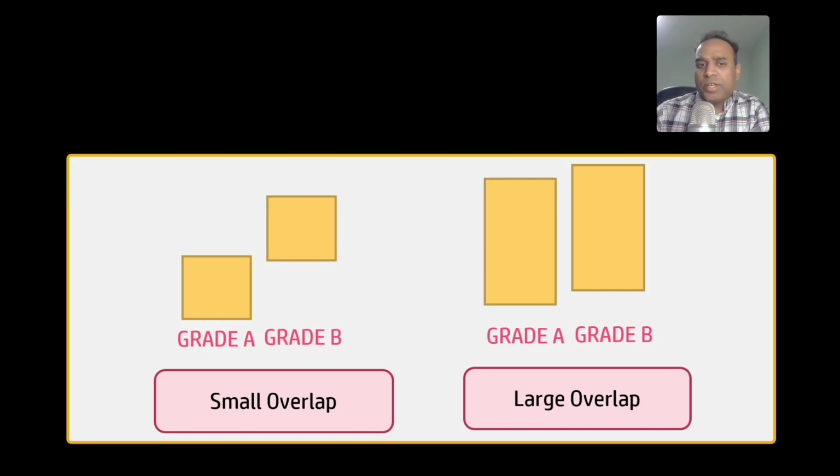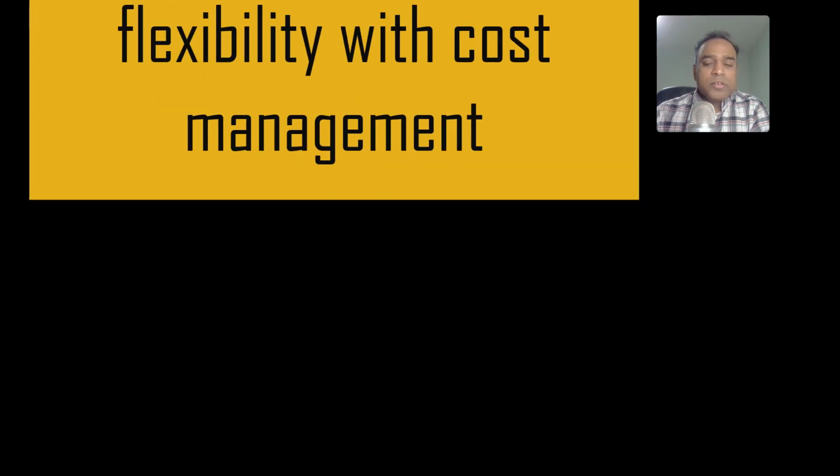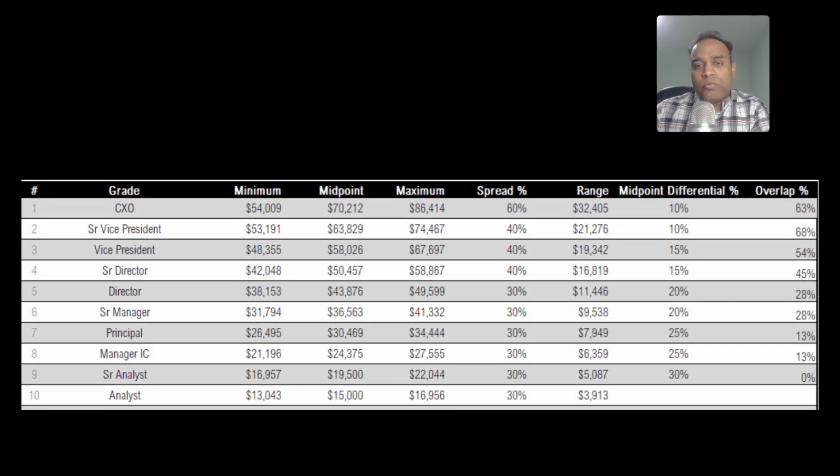This could be motivating for the employee, but it could be a much higher cost for the organization. If your overlap is very large, you can promote an employee to the next grade without increasing the salary much. This movement from one grade to the next may not be motivating for the employee though, because there's not a huge jump in the salary. So it must be a fine balance where employee motivation can be created with promotion opportunities while giving the organization some flexibility in cost management. So now here is our example salary structure with all the attributes that we discussed so far, all in one table.